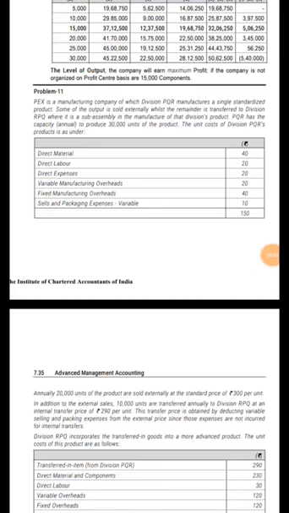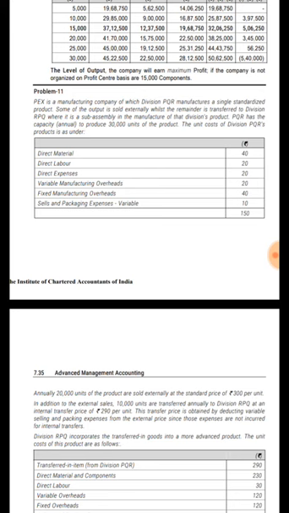Problem number 11. Transfer pricing. PEX is a manufacturing company of which division PQR manufactures a single standardized product. Some of the output is sold externally, whilst the remainder is transferred to division RPQ, where it is a sub-assembly in the manufacture of that division's product. PQR has the annual capacity to produce 30,000 units of the product.